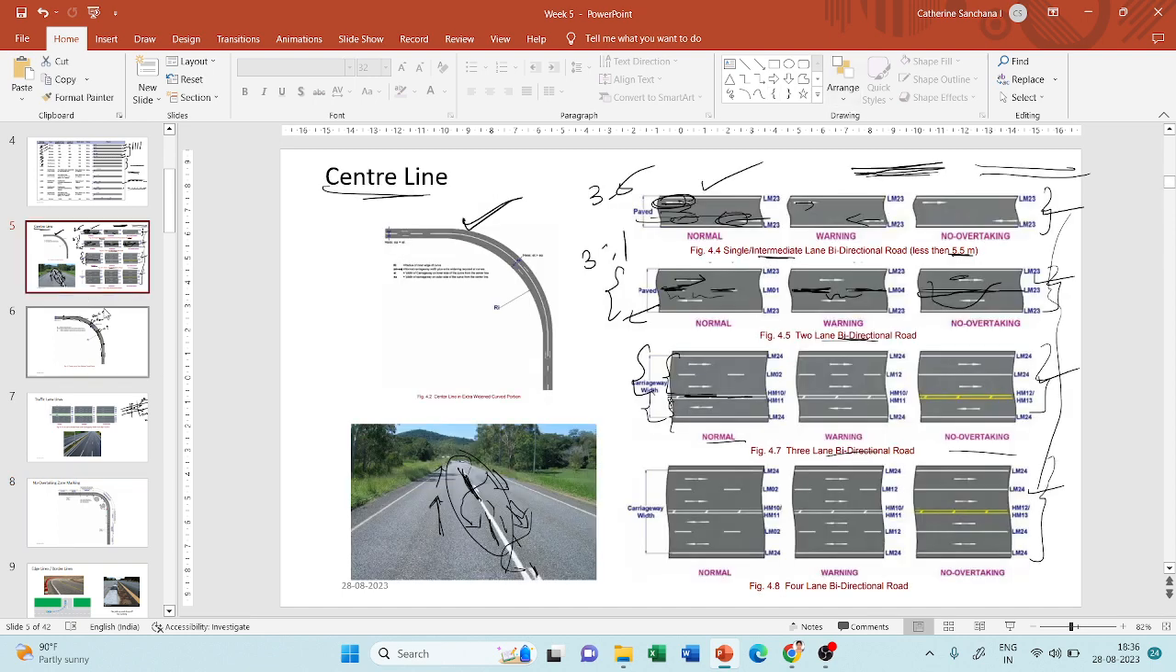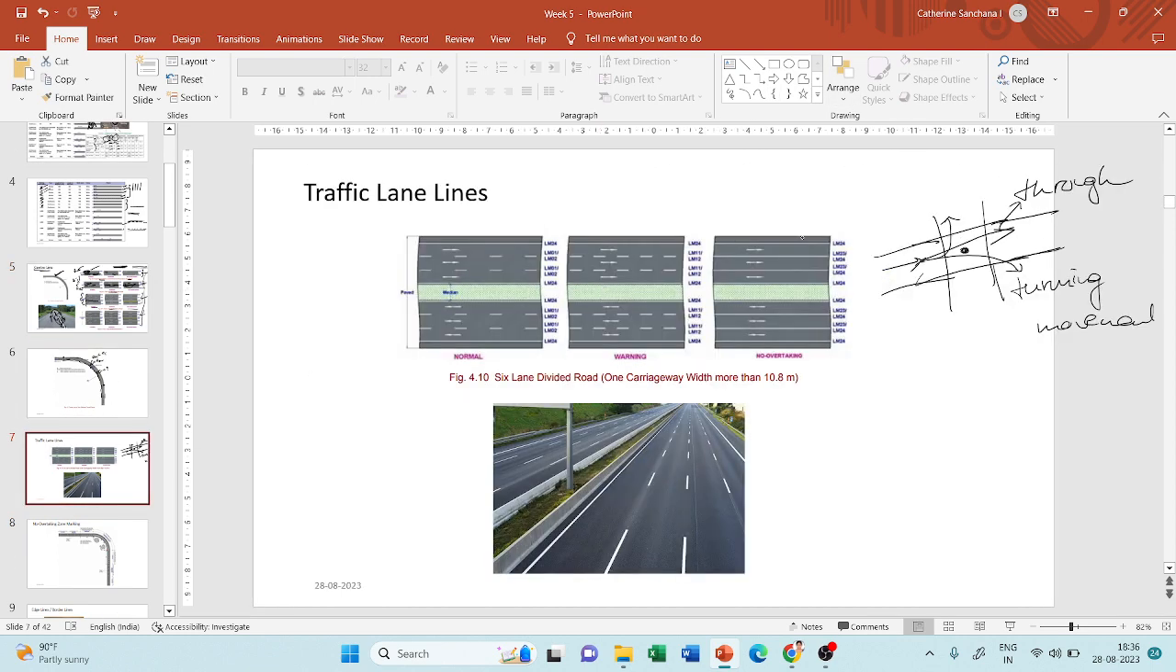So demarcating the lanes will help in the motion of through and turning movements. So this is why traffic lane lines are provided. It is to guide the traffic movement.